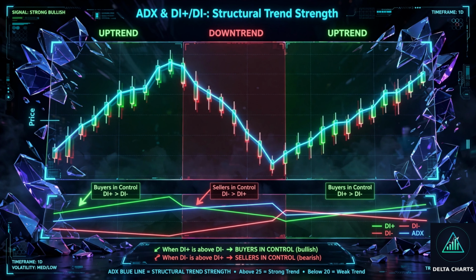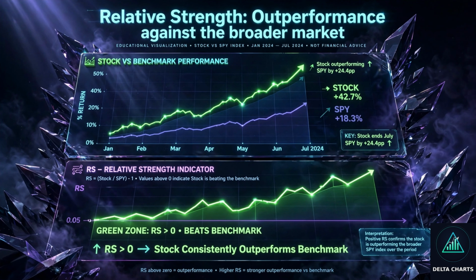We integrate a UT Bot logic to track trailing stops and sudden volatility breakouts. Structural strength. We measure ADX along with DI plus and DI minus to ensure the market isn't just moving, but moving with actual trend strength. And also we get to know whether buyers or sellers are aggressive at this particular point in time. And finally, market outperformance. We layer relative strength to confirm the stock is stronger than the broader market and the benchmark.